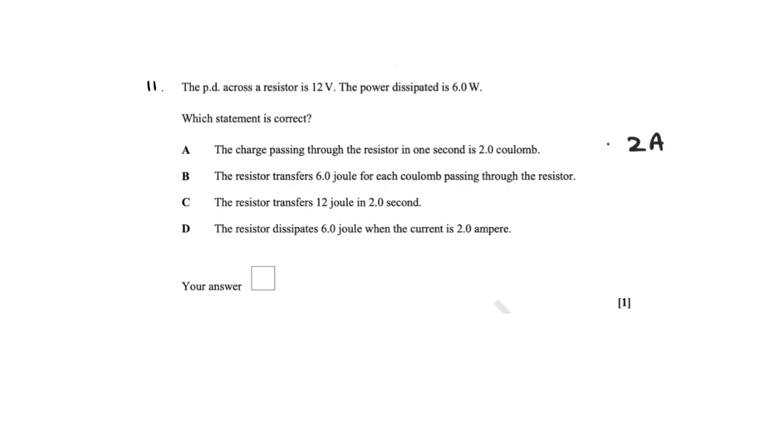For part A, just to be clear, that's definitely not the case, because the current is 6 divided by 12, so that's just going to be 0.5 amps. For part B, the resistor transfers 6 joules per coulomb, as in that's the voltage, and voltage is 12 rather than 6. For C, the resistor transfers 12 joules in 2 seconds, which is 12 divided by 2, as in the power, because it's energy divided by time, which is 6 watts. So C is the answer yet again.